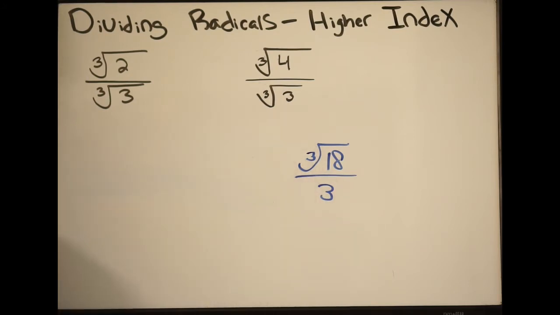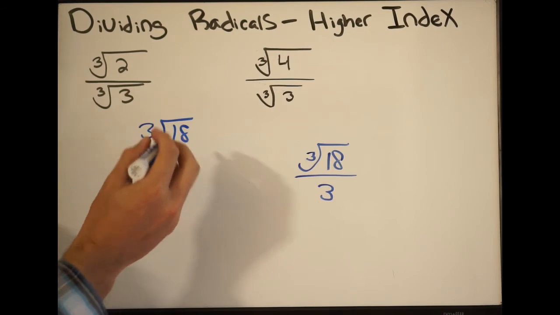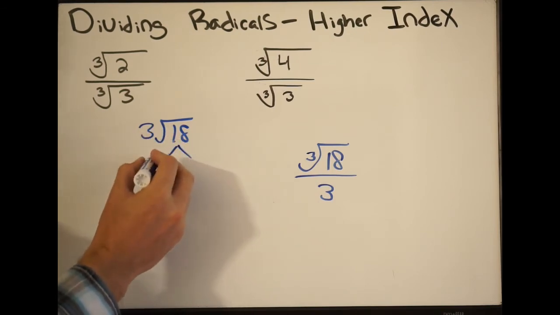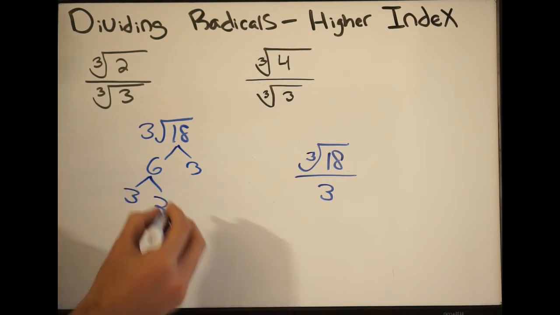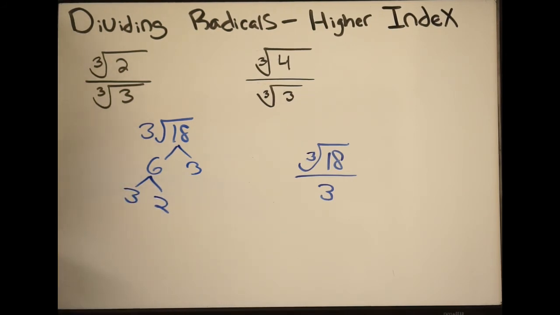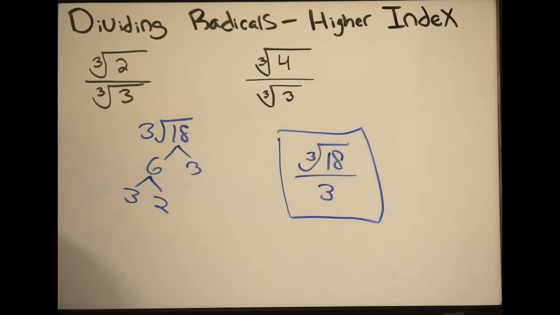And what we want to do is look at our numerator and see if we can simplify it down. So the cube root of 18 using prime factorization, we get 6 and 3. Okay, and 3 and 2. So look here, I don't have 3 of the same number, meaning I can't pull anything out. So this here is going to be our final answer. Okay, so we have the cube root of 18 all over 3. All right. Okay, let's try our next example.